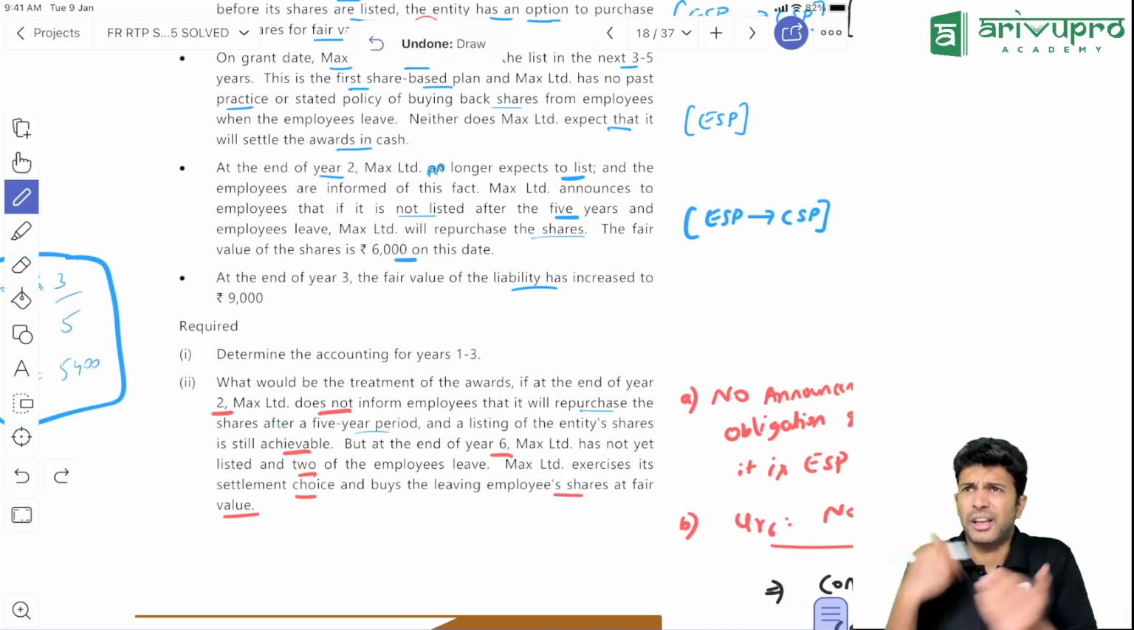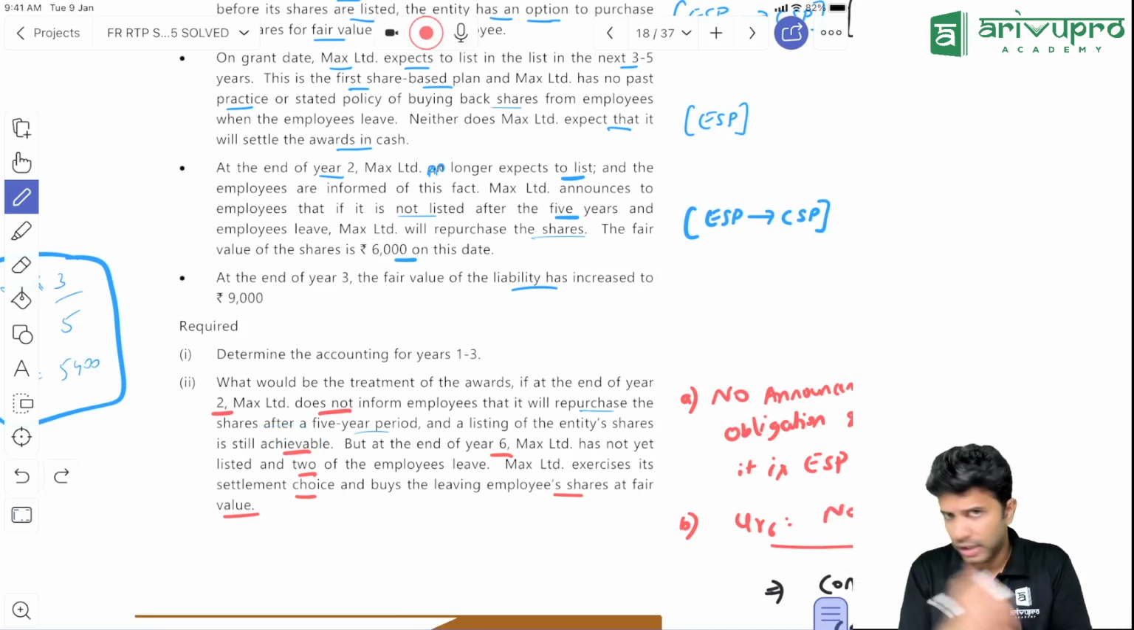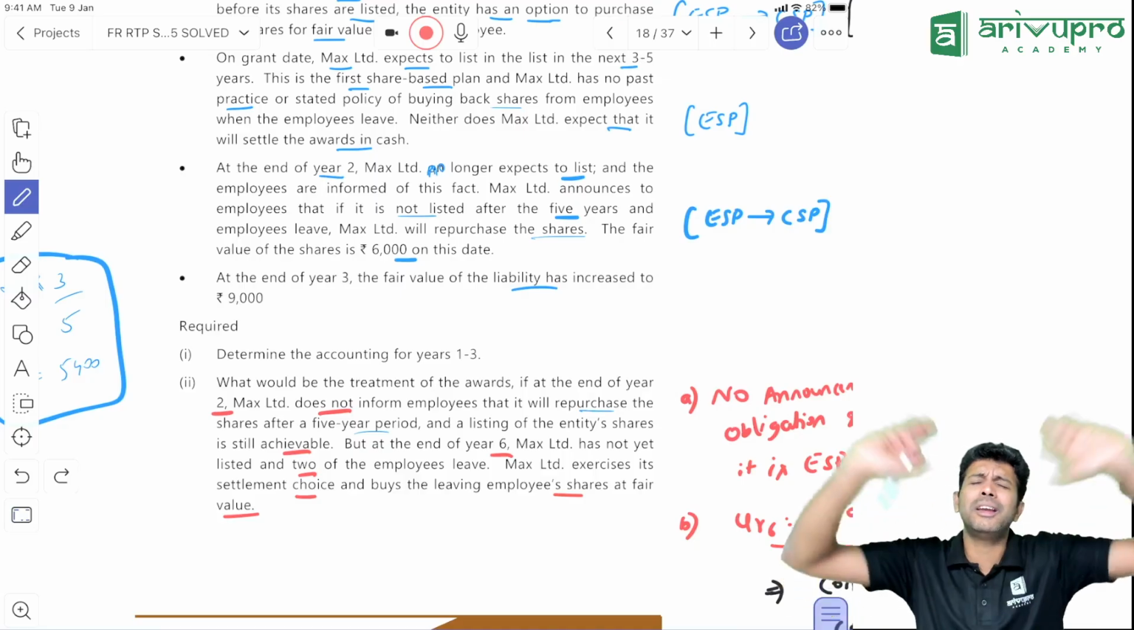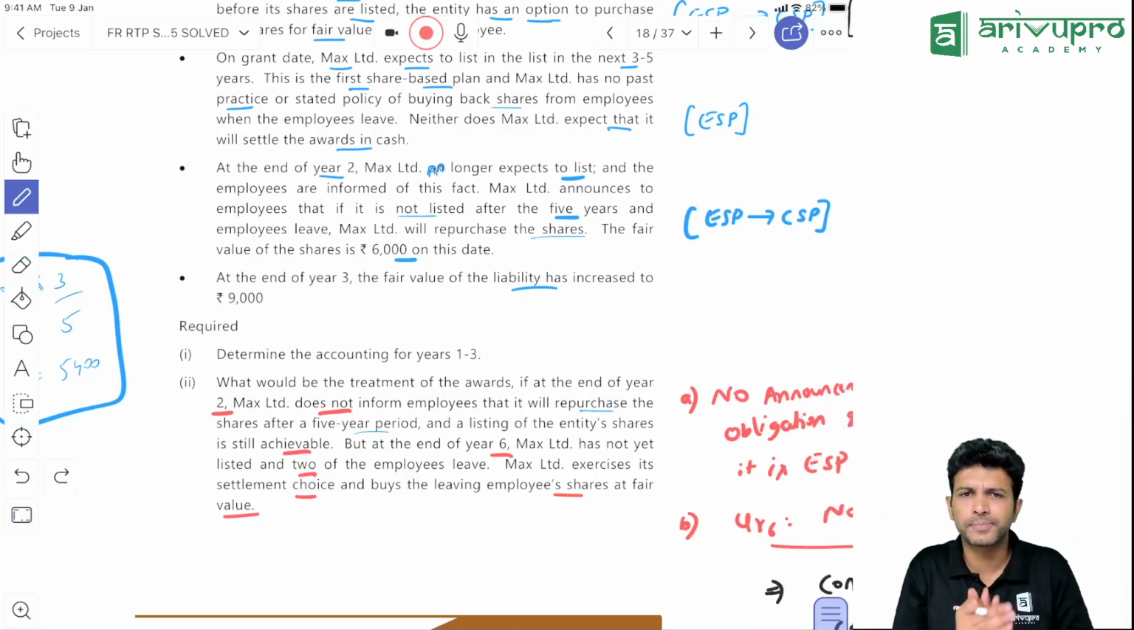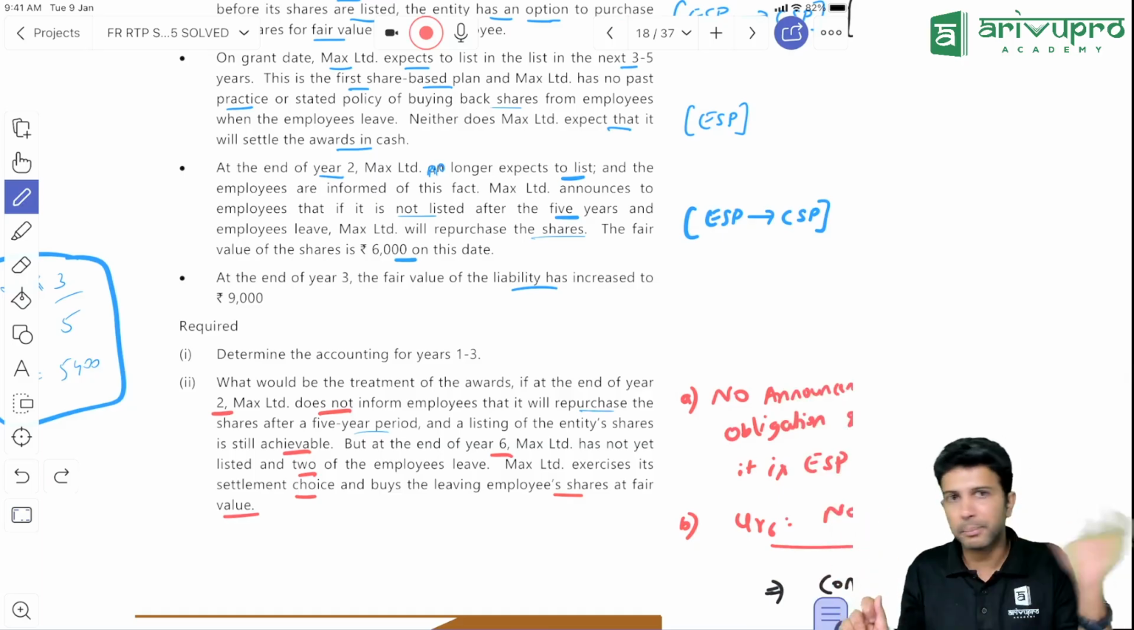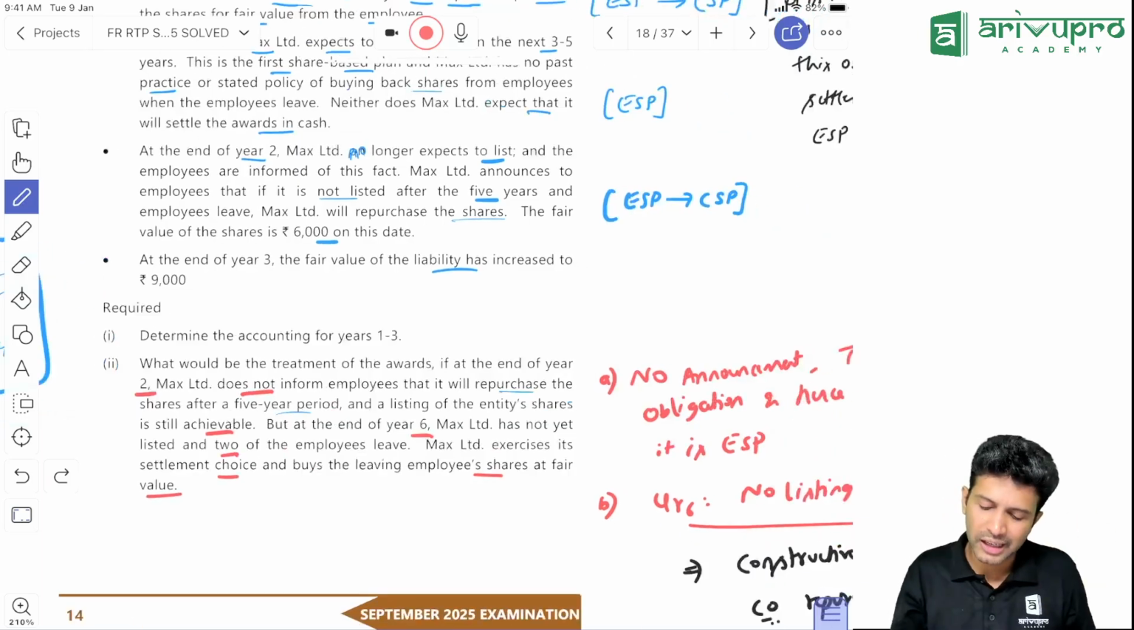That means what? If you don't communicate that the listing will not happen, share repurchase will not happen, then what will be the employee's mindset? The employee's mindset will be, I will get shares and I can keep those shares. The company will not buy back those shares from me. So in that case, what?